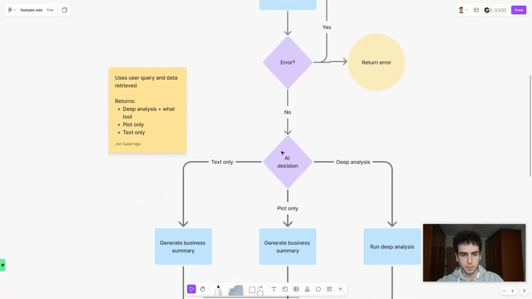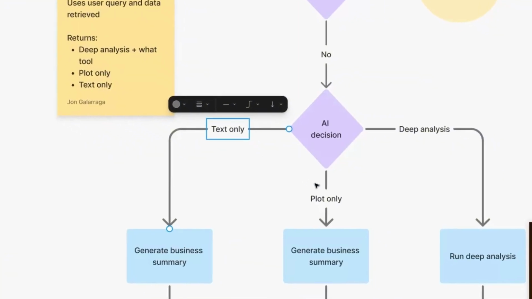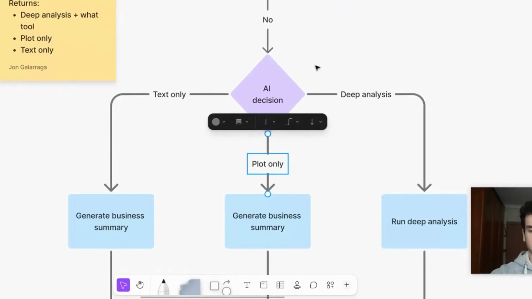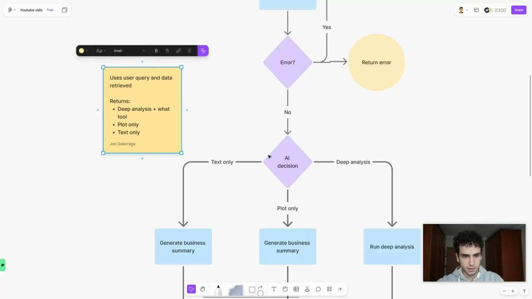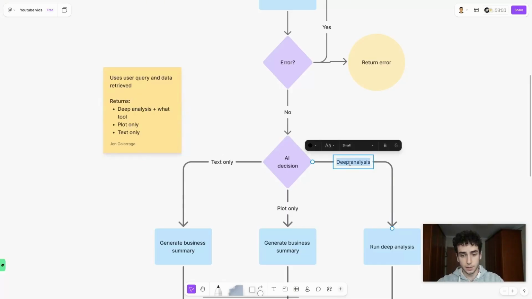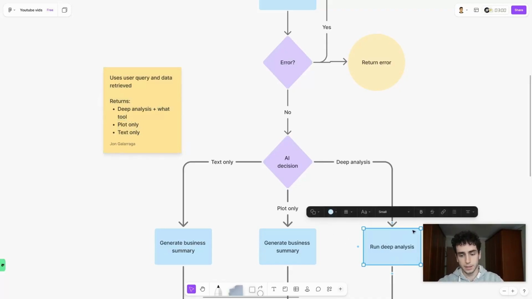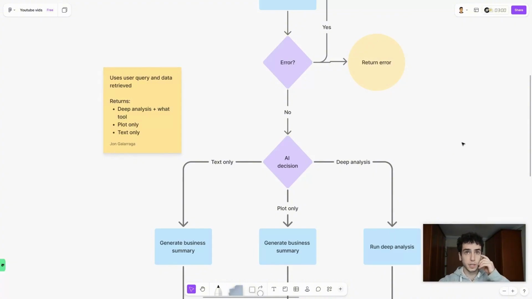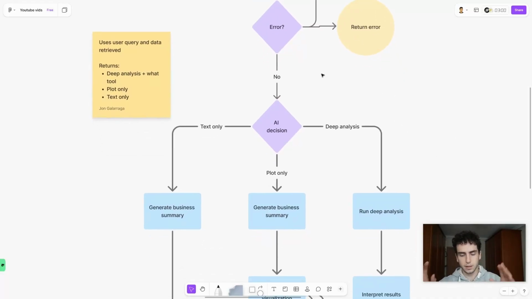So the decision will be, do we respond with just one text, just one paragraph? Do we respond with a text and a plot, so like a visualization? Or do we do some deep analysis? For this decision, the AI can return either of these, and if it returns the deep analysis option, it will also return what tool it has to use inside the deep analysis. So there are different kinds of tools, such as clustering, trend analysis, whatever. I will explain you later in the code part, but this is just an overview.